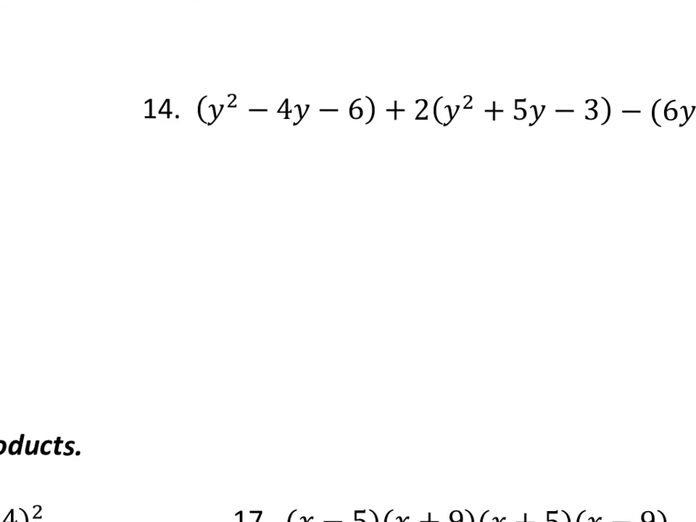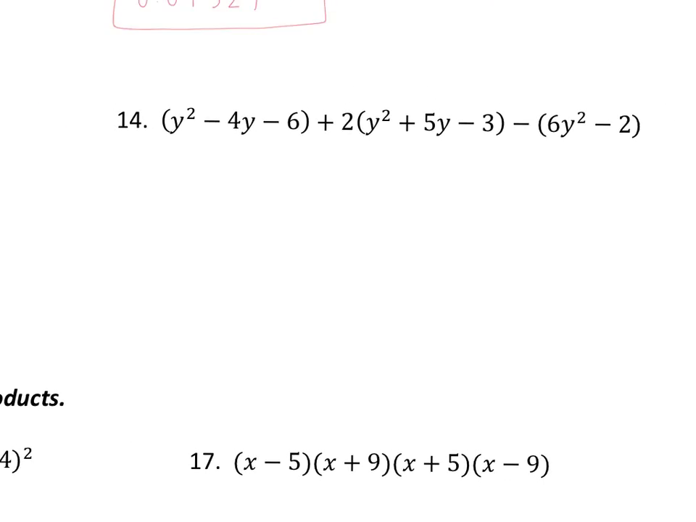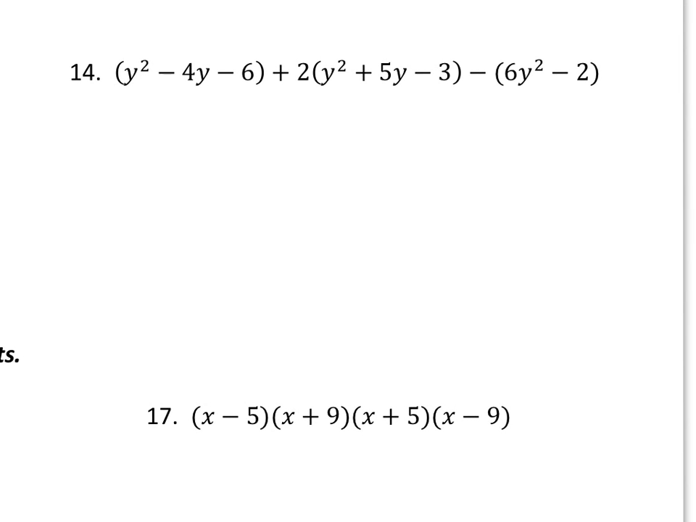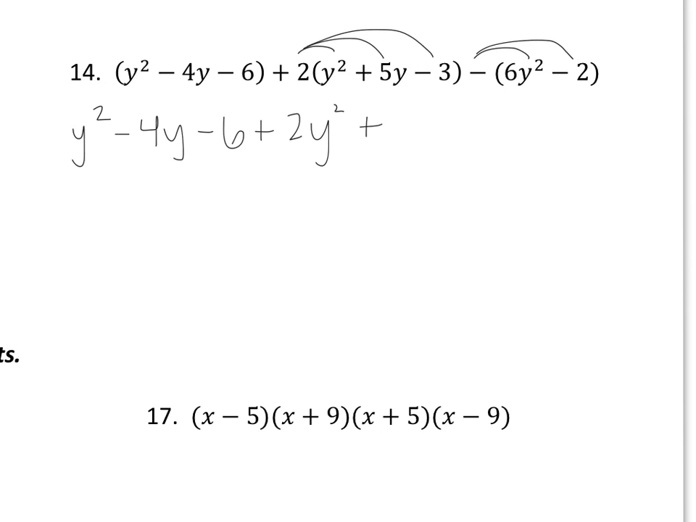Let's go over to 14 here, and a little bit more going on, right? I'm going to have to distribute a little bit before I can start combining like terms. So I'm going to distribute right there, then even distribute that negative. So I end up getting y squared minus 4y minus 6 plus 2y squared plus 10y minus 6 minus 6y squared plus 2, right, because of that double negative.